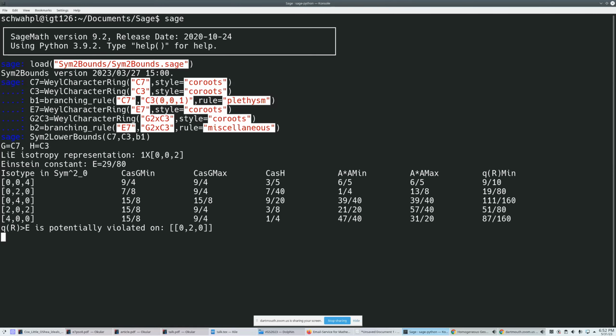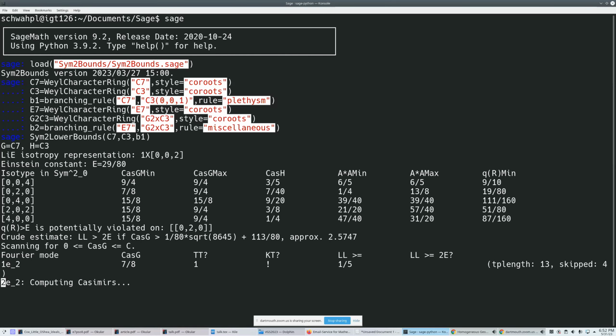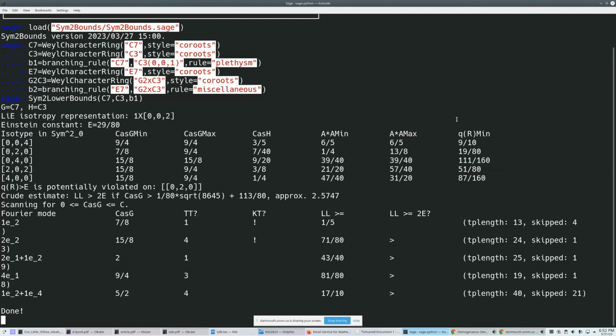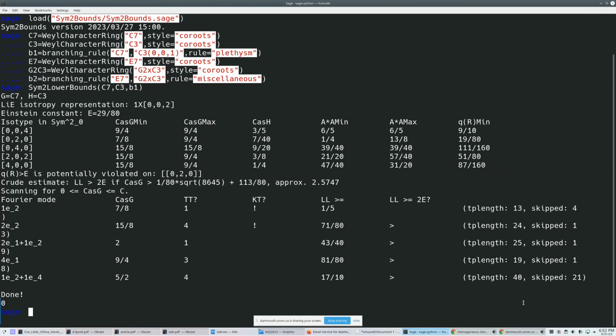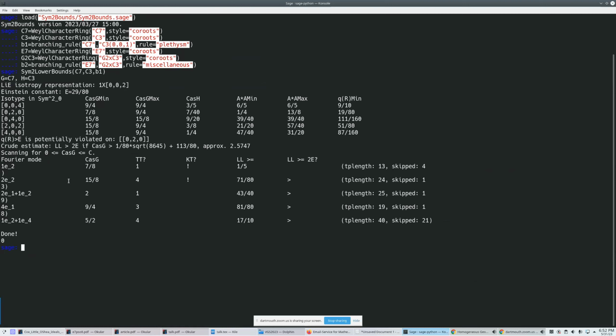So it works out bounds on A star A, and then it scans each of the Fourier modes that may harbor potential instabilities. And it turns out that on these Fourier modes here, expressed in the basis of fundamental weights, we have stability, and there's only one Fourier mode, this 1E2, where the Lichnerowicz Laplacian is bounded below by 1/5, which is not enough for stability. So we might have some unstable directions here, but we don't know it yet.